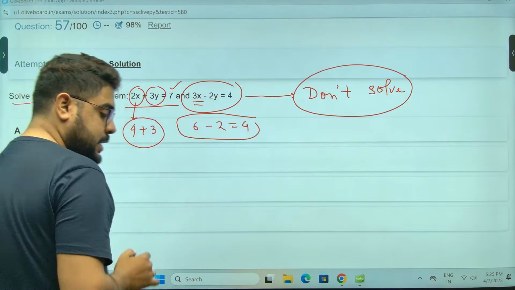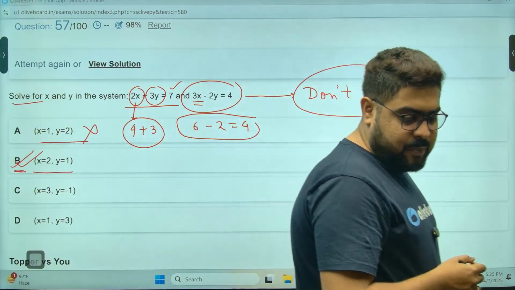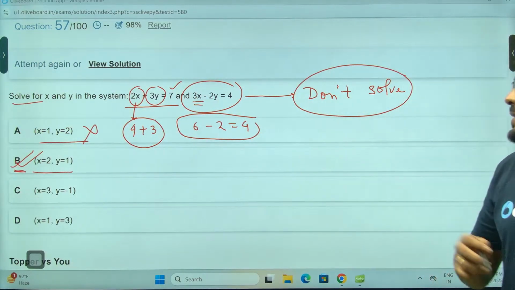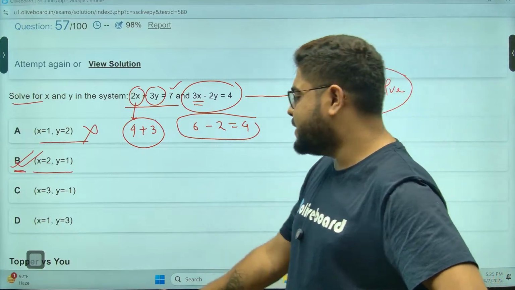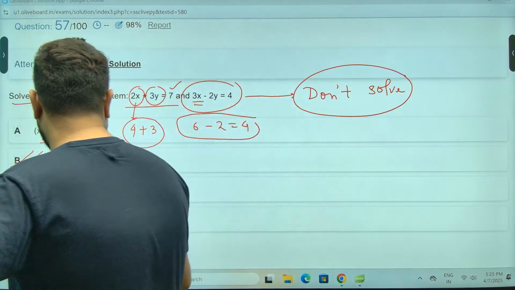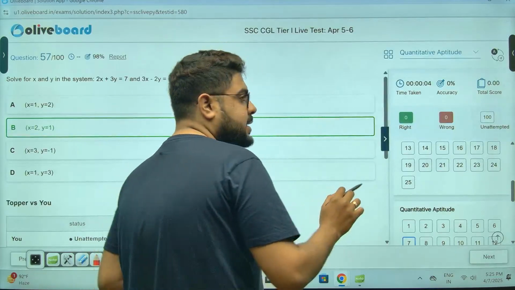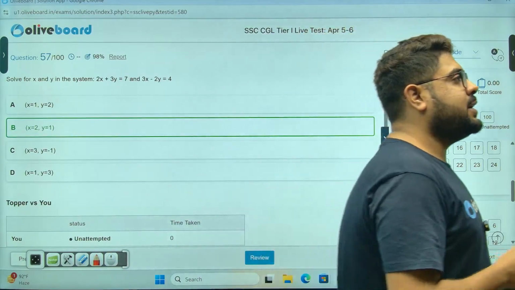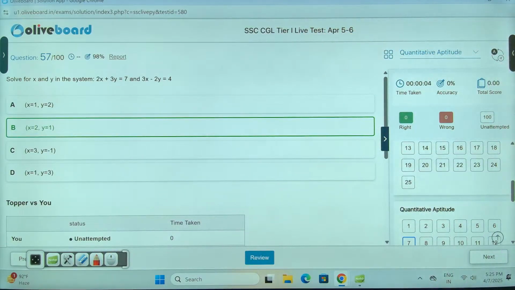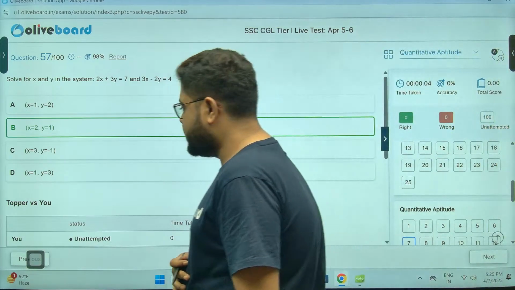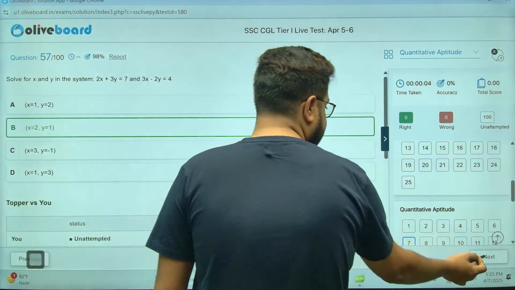B is my answer. B is most definitely my answer. There is nothing else to do, no need to do anything else. I told you, the biggest takeaway, whenever they are asking us to solve, the first thing we'll do is we won't be solving.